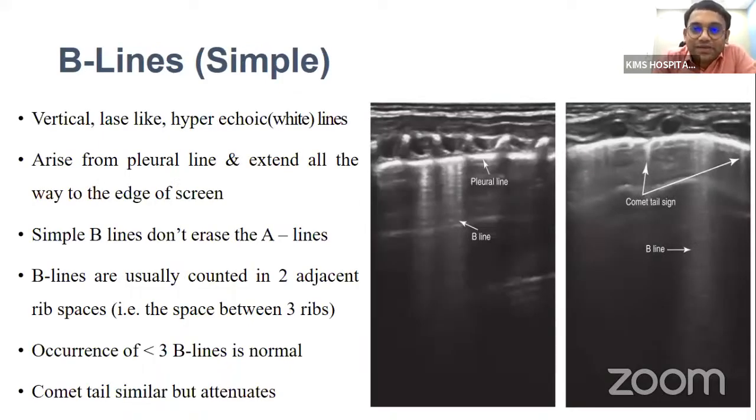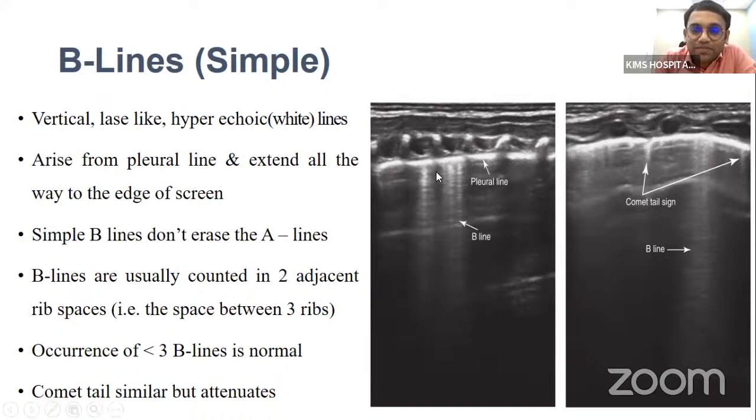Then sometimes there can be B lines present in the newborn. The B lines are vertical laser-like hyperechoic lines. They arise from the pleura and extend all the way to the edge of the screen. Usually B lines can be seen in the initial 24 to 48 hours in newborn babies, because it usually represents the presence of some amount of fluid, which is common in any newborn. The lungs are filled with water in the initial period of time, and when the baby cries and breathes, there is absorption of this lung fluid. So in the initial 24 to 48 hours, these simple B lines can be present.